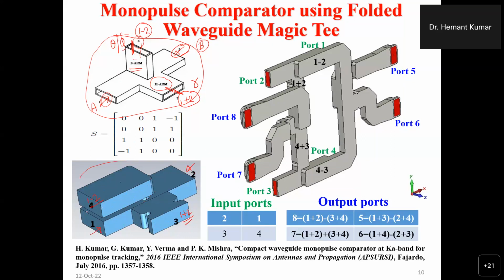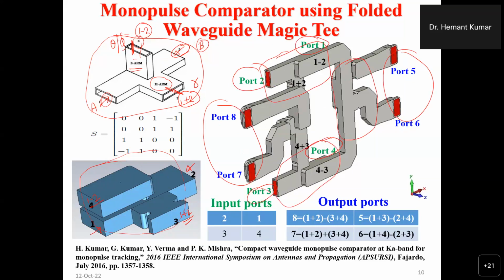So this can be used as a sum and difference network for tracking the target in one plane. But if we want to track the target in both planes, we have to integrate four of these waveguide magic T's in such a way that if you give the input at ports 1, 2, 3, and 4, the other four ports, 5, 6, 7, 8, will give you the sum and difference. You can see this is one waveguide magic T, this is another waveguide magic T, this is the third one, and this is the fourth one.